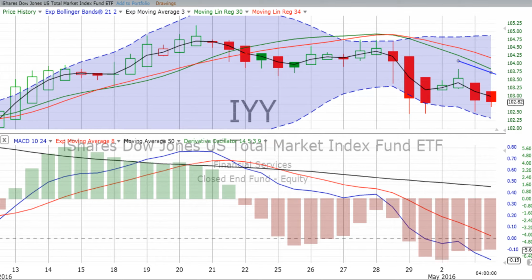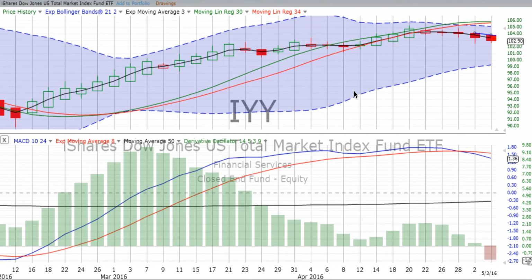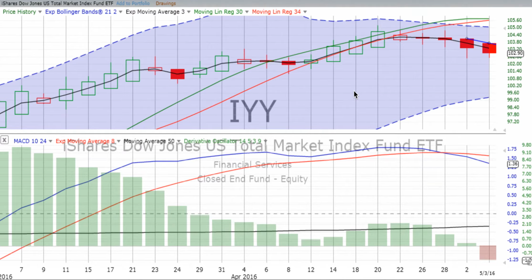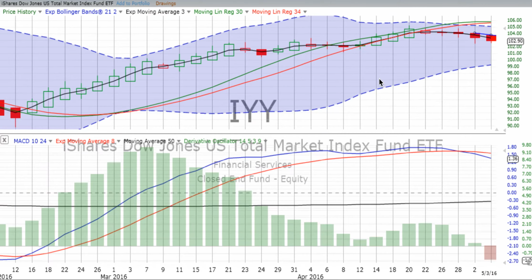We always start with IYY. What is that? Well, that is the iShares Dow Jones U.S. Total Market Index Fund. It represents the entire stock market. We also always start with our two-day chart. Each of the candles represented on our chart stands for a two-day time period. Those of you listening by audio, I will explain to you what we are going over.